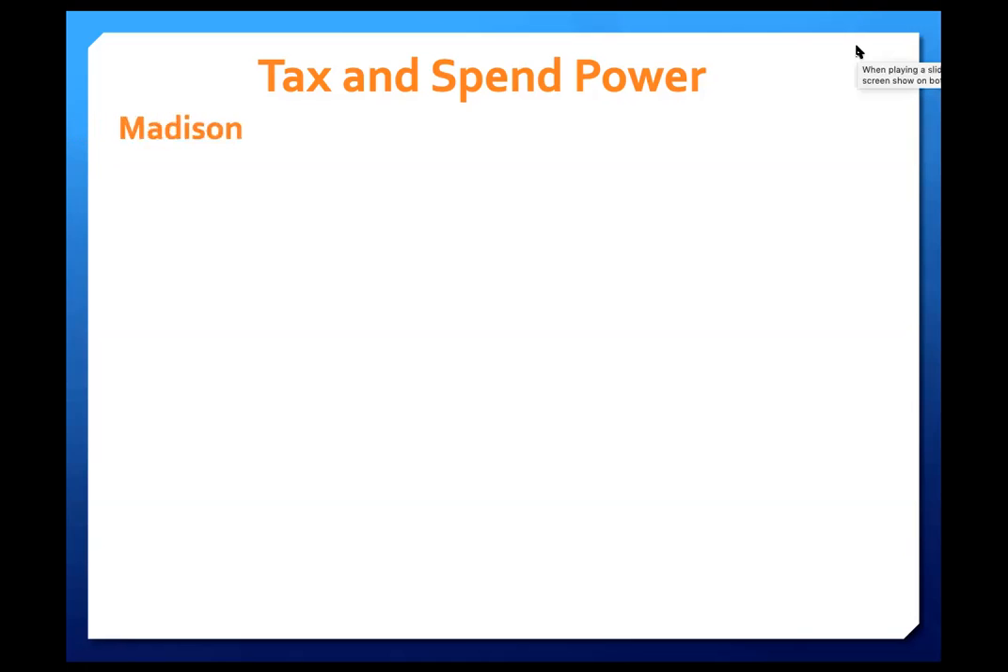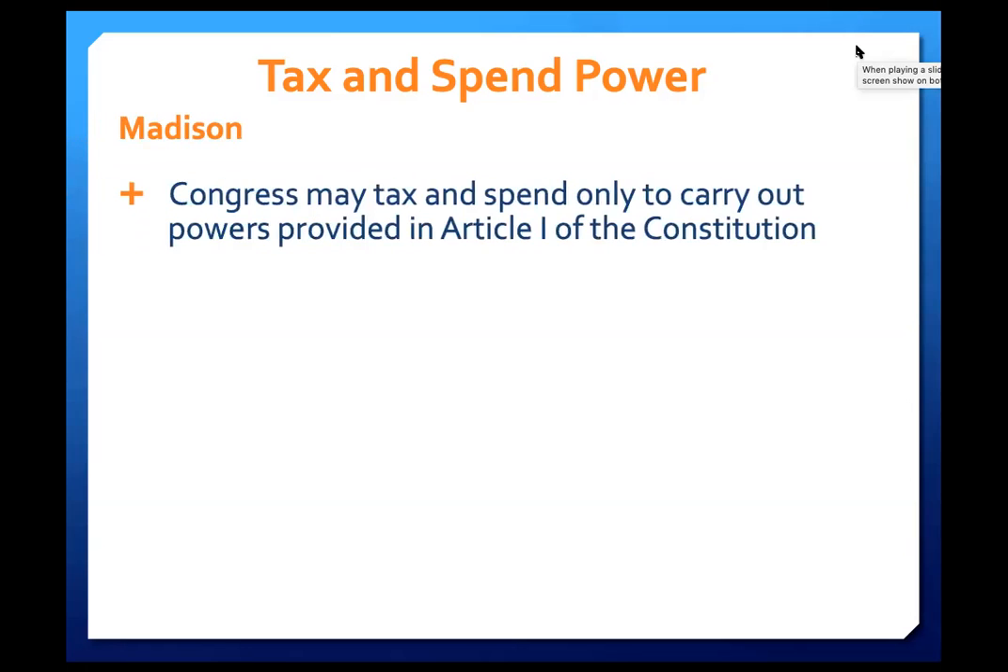First, there is the view of the power that was championed by James Madison. He said that the power given to Congress to tax and spend only allowed Congress to tax and spend as a means to carry out the other powers that are provided to it in Article 1 of the Constitution, something perhaps more akin to the necessary and proper clause. Otherwise, he said, this power would be much too broad and give the federal government much too much power.